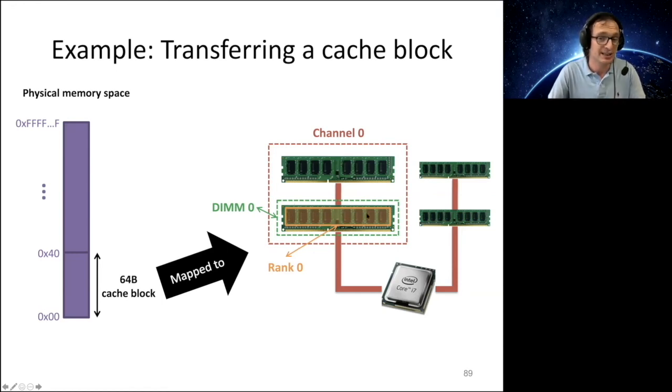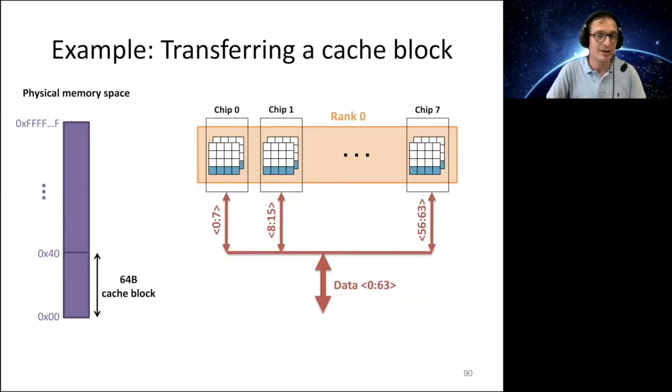A cache block doesn't get distributed across channels. It normally gets mapped to a channel and a rank and a DIMM so that you can read the entire cache block from one single memory module. And you can read another cache block from another memory module in some other channel, for example, absolutely concurrently. Okay, so how do you read a cache block, basically?